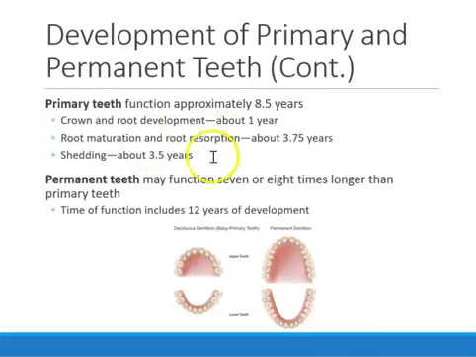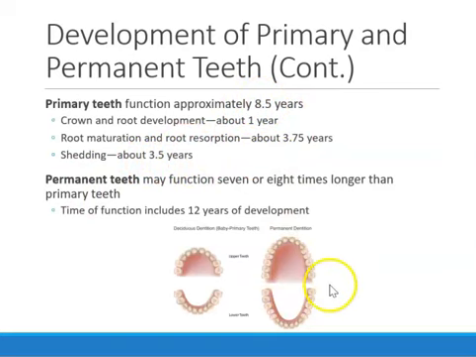And then you can even get root resorption, and we'll learn about this later. When you get loose teeth and one comes out, the root doesn't come out with it. It's just the crown that comes out. That's because the root gets resorbed. The root gets resorbed because the permanent tooth underneath is coming up and resorbing the root. So the root matures and then goes away over the next 3.75 years, and then the tooth sheds and falls off over the next 3.5 years. If you add all this up, you get 8.5 years.